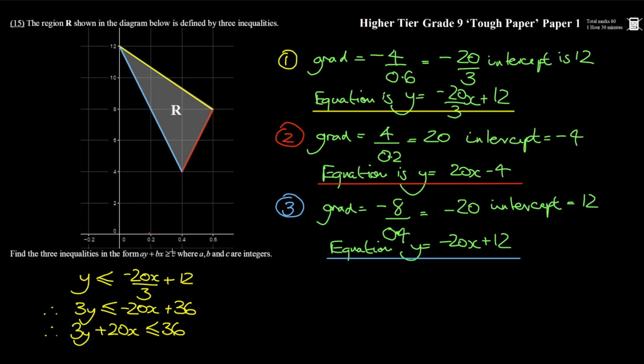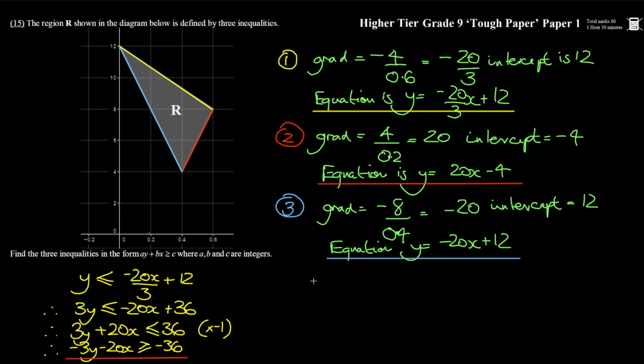We're still not there because the inequality is round the wrong way. We can cure that by multiplying through by minus 1. And we get negative 3y minus 20x is greater than or equal to negative 36. The rule when multiplying an inequality through by negative 1 is you turn the inequality sign round. So that should be the answer to our first line.